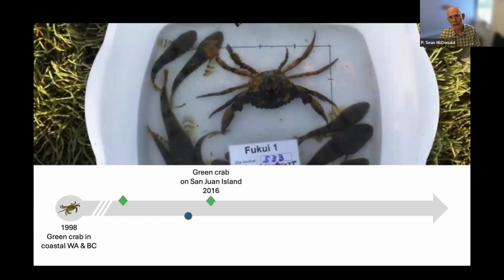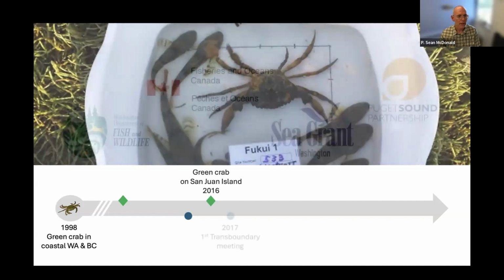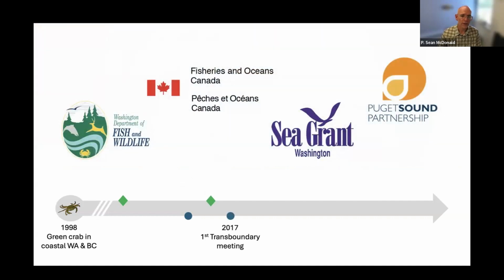The first green crab caught in the inland waters of Washington State was on San Juan Island in 2016 by Crab Team volunteers. So this precipitated greater interest in management and management discussions across our shared border. As Lily said, green crab know no boundaries. And so we had our first transboundary meeting in 2017. Fish and Wildlife was there from Washington, as well as DFO, Washington Sea Grant, as well as Puget Sound Partnership contributed to that meeting.